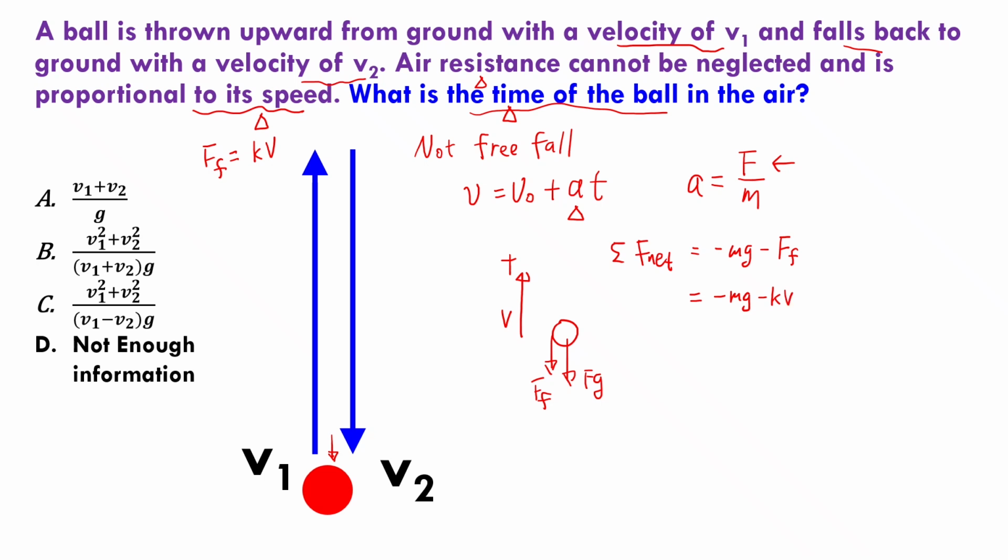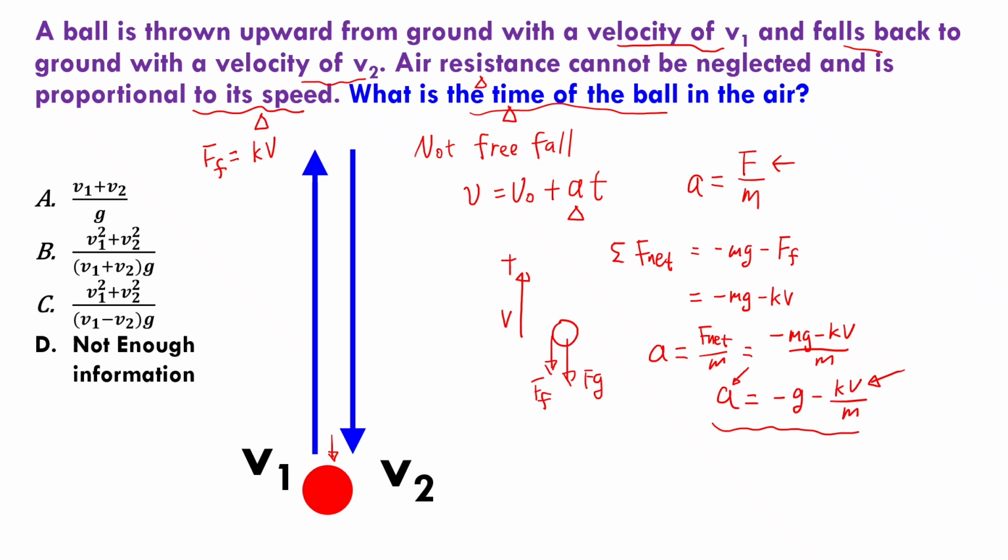So then we can find our acceleration. Acceleration equals net force divided by mass. So it equals minus mg minus kv, divided by mass. Then you get minus g minus kv divided by mass. And this is your acceleration. As you can see, because the velocity is changing all the time, the acceleration is changing all the time. You cannot solve this question very easily.